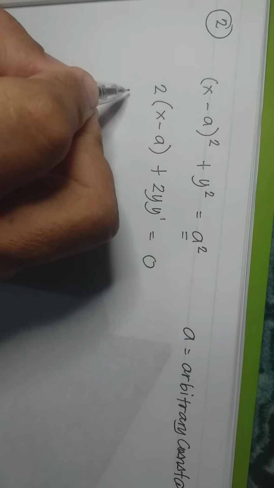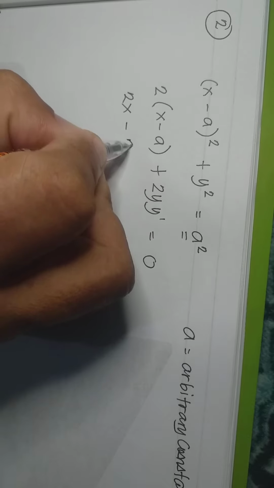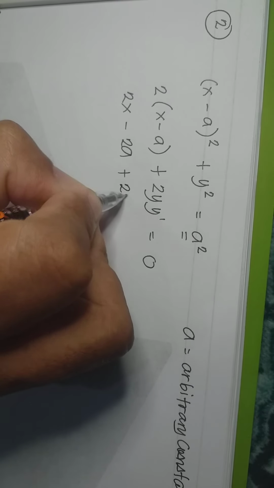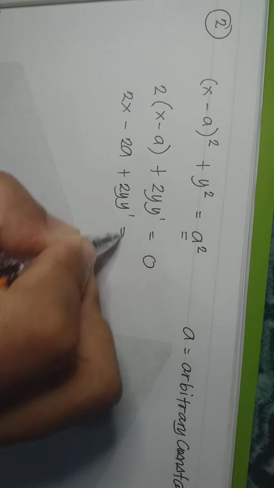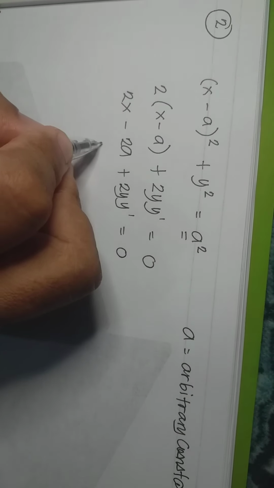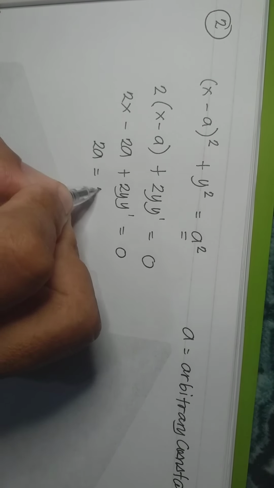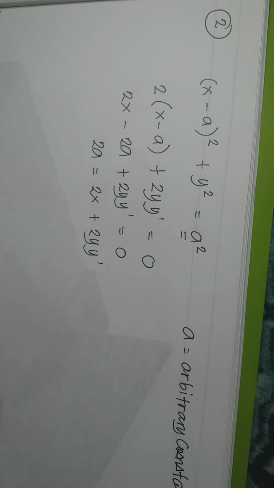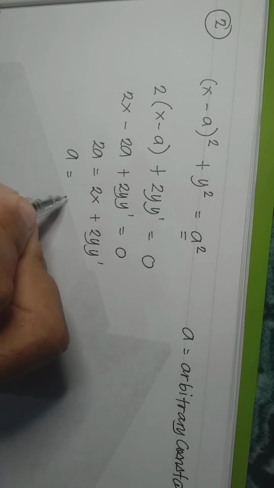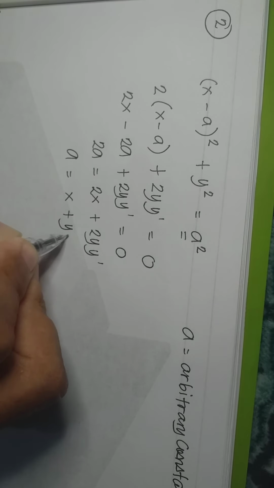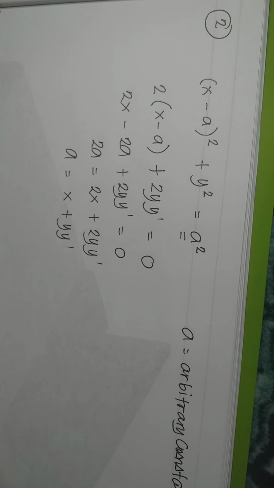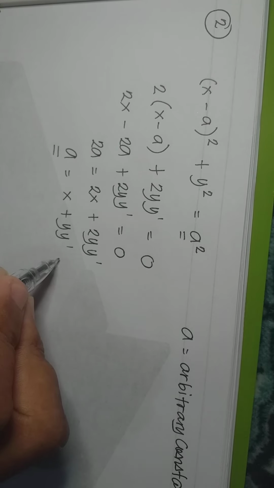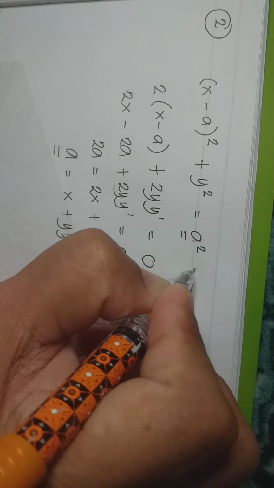Simplifying this, we have 2x minus 2a plus 2y y prime is equal to 0. Or we have 2a is equal to 2x plus 2y y prime. a is equal to x plus y y prime. We still have your a. It is not being eliminated. What we need to do now is to substitute this value of a into the original equation.